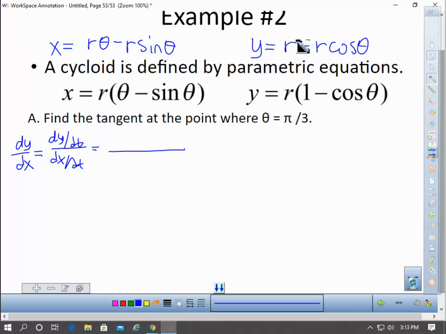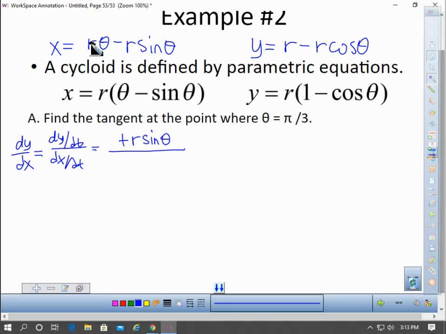It's not a variable. The theta is our variable. So the derivative of r is 0. And then this is a coefficient, so negative r. And then the derivative of cosine is negative sine. So that's going to end up making this positive sine theta. Then we're going to divide it by the derivative of the x part of the parametric equation.